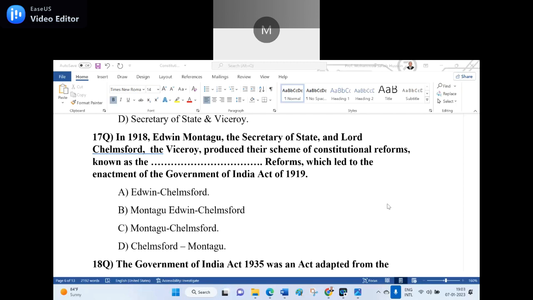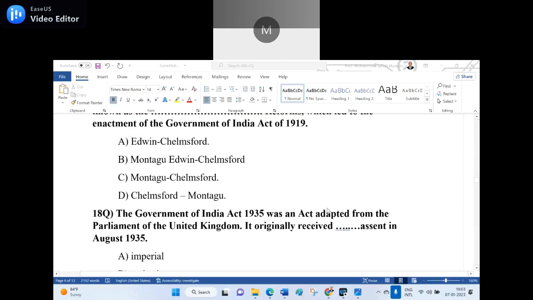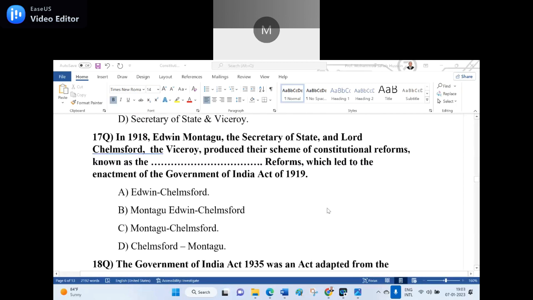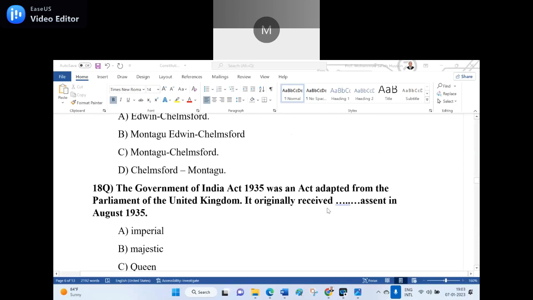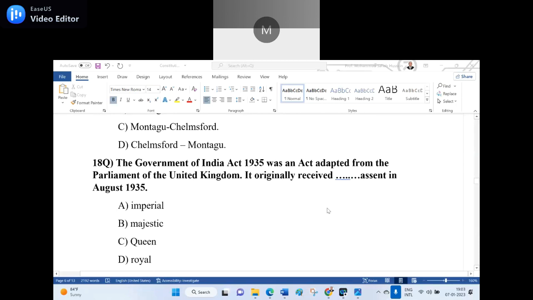Option A is the right answer, sir. Edwin Chelmsford. No, option C is the right answer. Montagu Chelmsford is the right answer. Option C is the right answer for the 17th question. Now, 18th question.